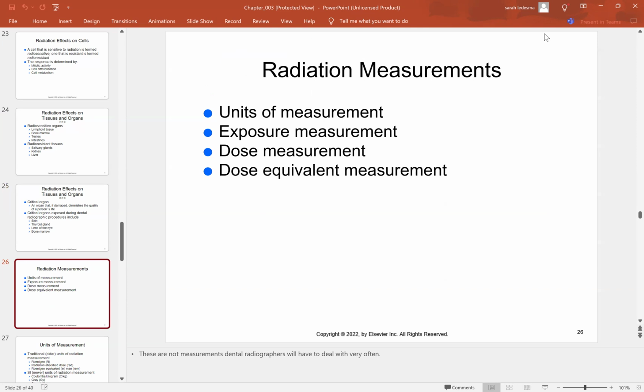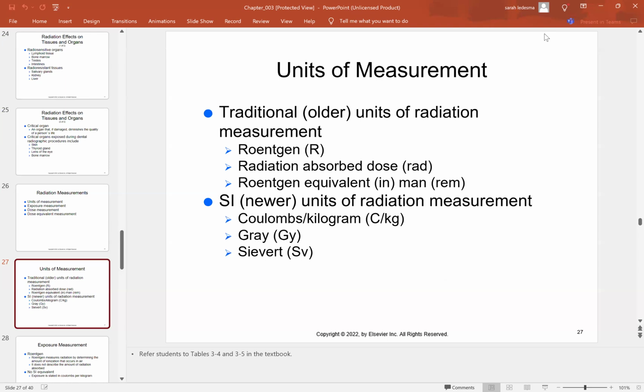Radiation measurements. Units of measurement: exposure measurement, dose measurement, dose equivalent measurement. Traditional older units of radiation measurement include roentgen, radiation absorbed dose, and roentgen equivalent man. SI or newer units of radiation measurement include coulombs per kilogram, gray, and sievert.